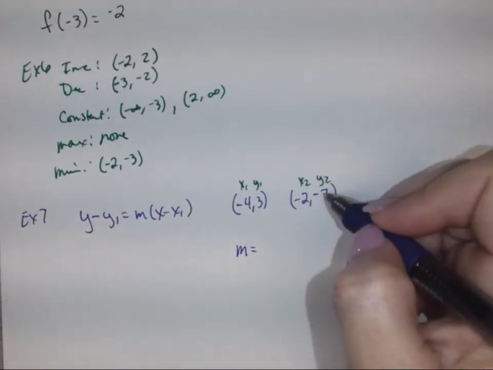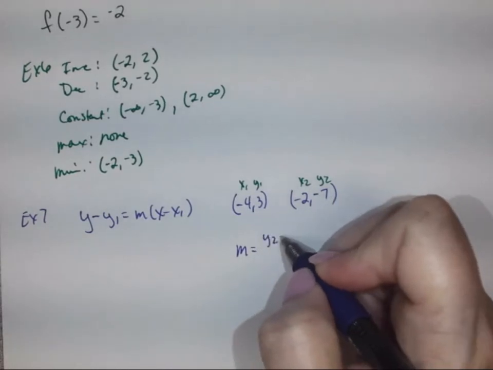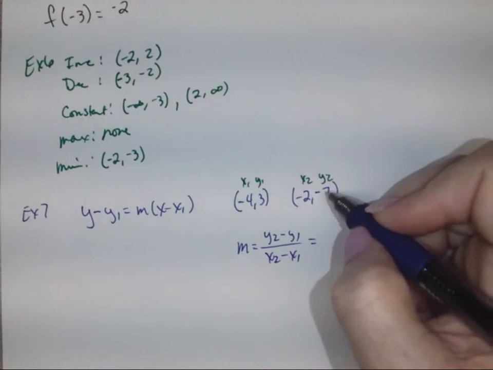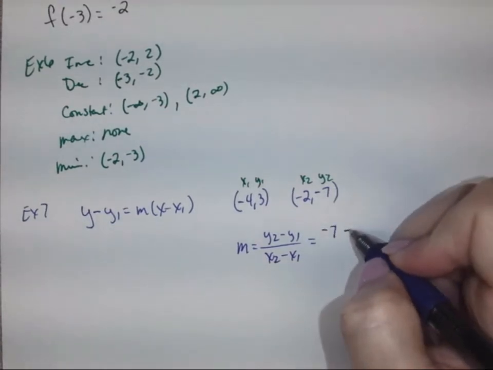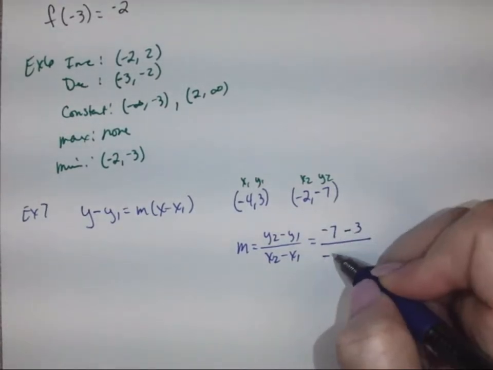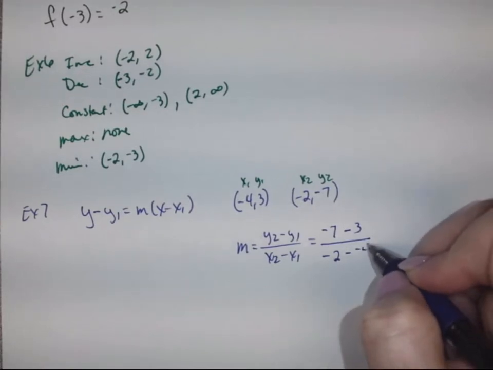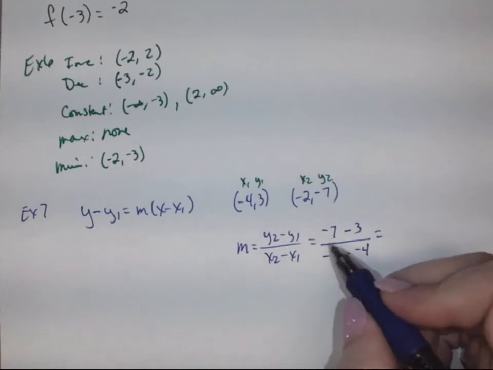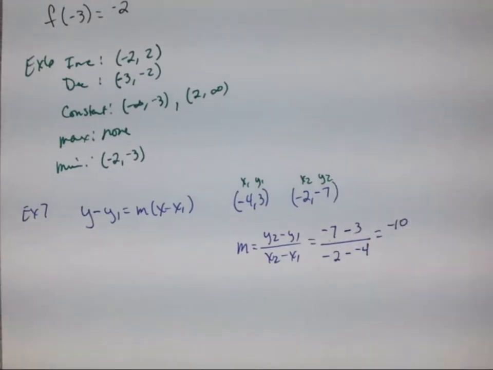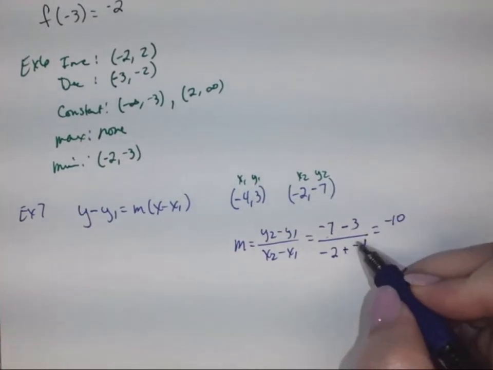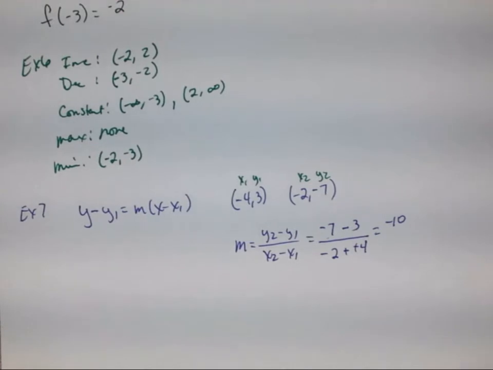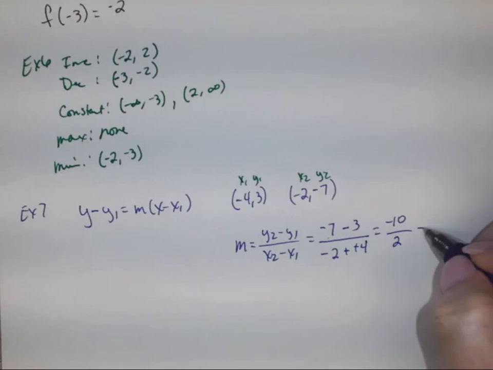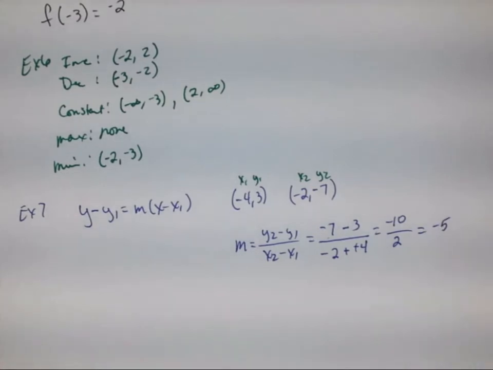So we're going to have our slope is y2 minus y1 over x2 minus x1. So we're going to have negative 7 minus 3 over negative 2 minus negative 4. Don't forget your negative signs. So negative 7 minus 3 will get us negative 10. The double negative will make that positive, and negative 2 plus 4 will get us positive 2. Negative 10 divided by 2 will get us negative 5. So that gives us our slope.